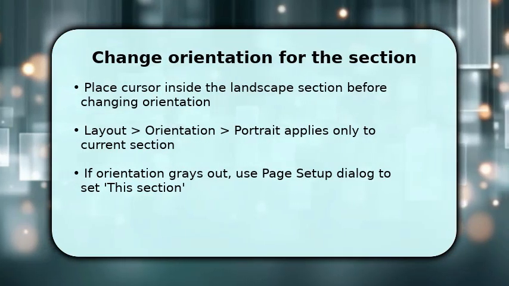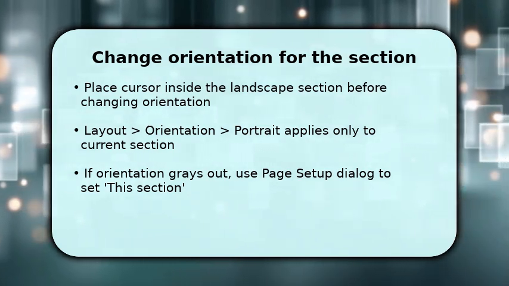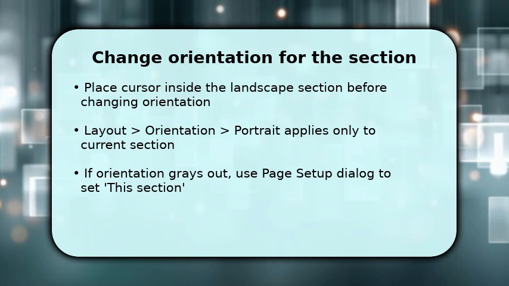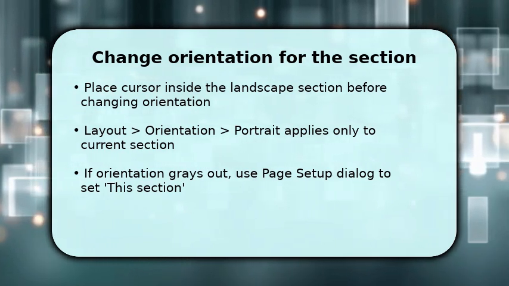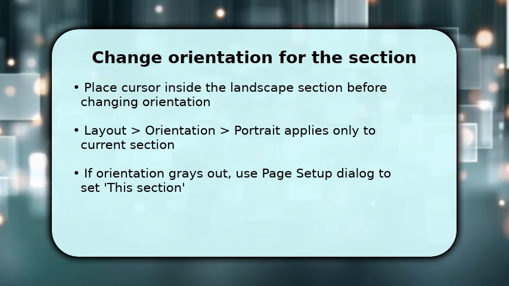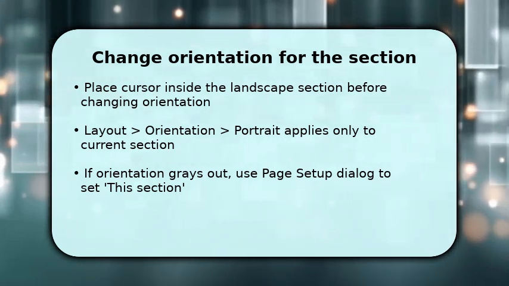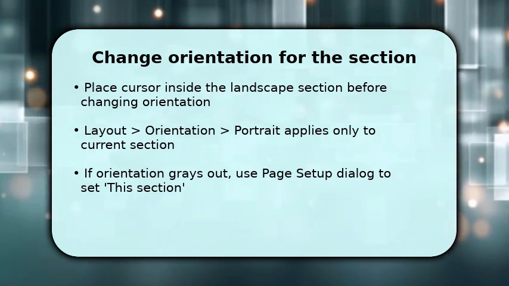With your cursor inside the landscape section, open Layout and choose Orientation, Portrait. If the ribbon option affects the whole document, open the Page Setup dialog via the small corner arrow, pick Portrait and set Apply to this section. Once done, the single section flips back to Portrait without altering nearby sections.